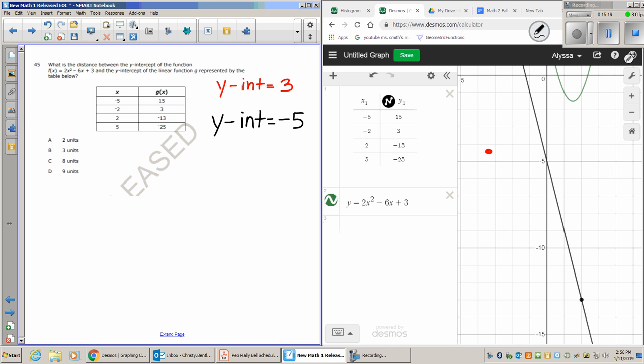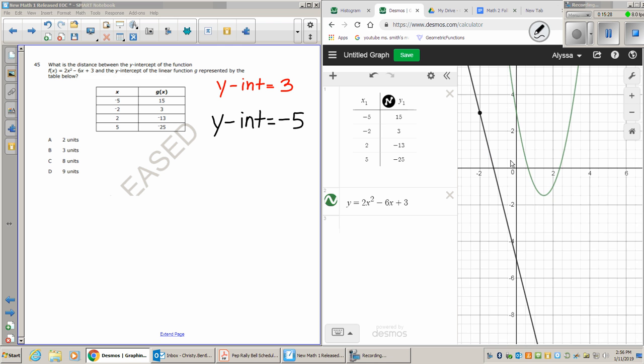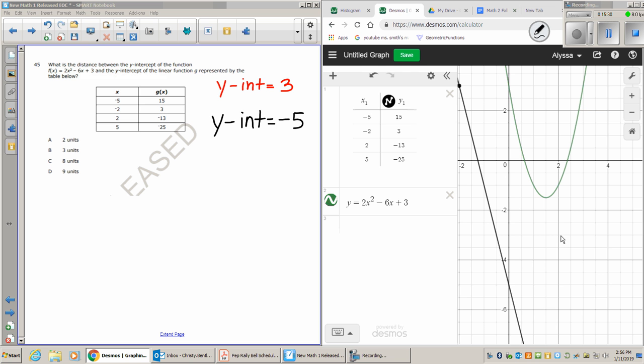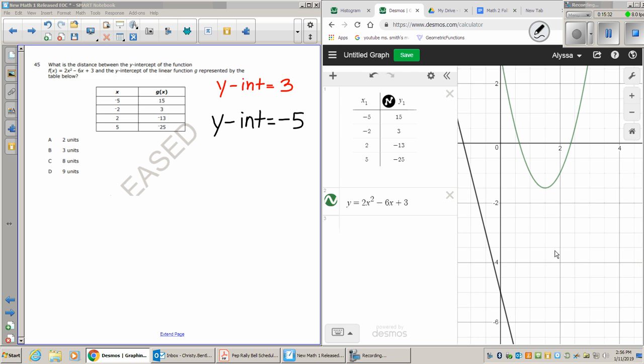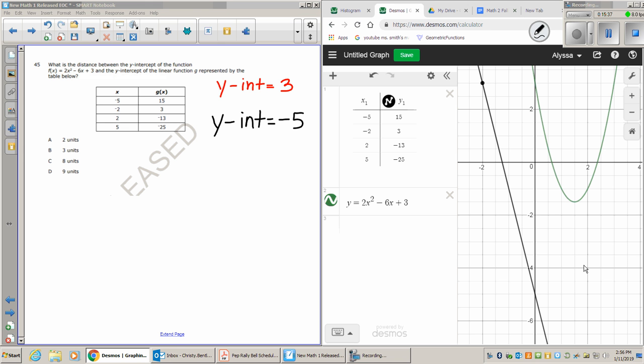Now, if you look at the graph, I was going to try to see if I could get a good window where we can see the y-intercept of both. Let me erase this little dot for just a second. That's probably the best I'm going to be able to get in order to fit both. So we have one y-intercept at -5, and we have one y-intercept here at +3.